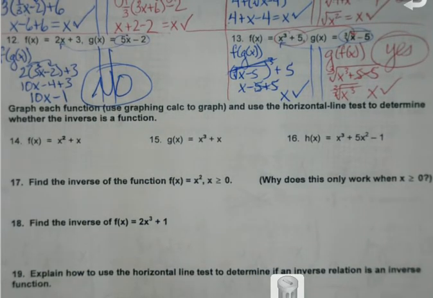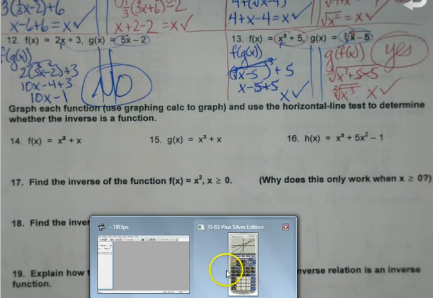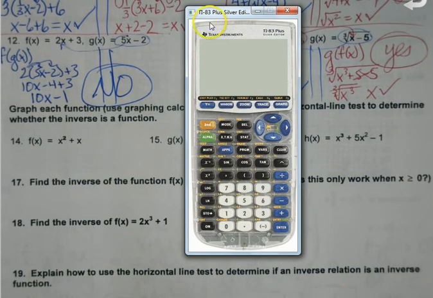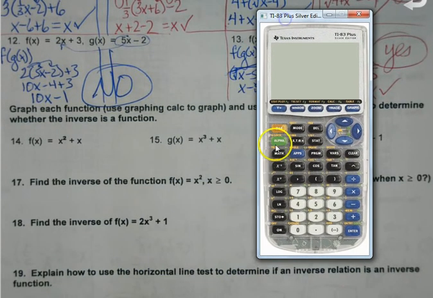So never, never, never, ever make the assumption. Okay, let's see here. So next we've got graph each function. Use the graphing calculator. I will. And use the horizontal line test to determine whether it is a function. Okay. So let me clear these out. There we go.